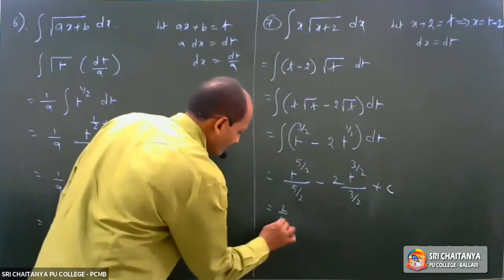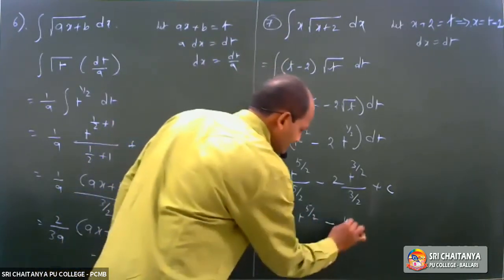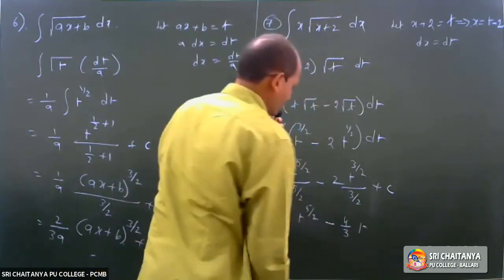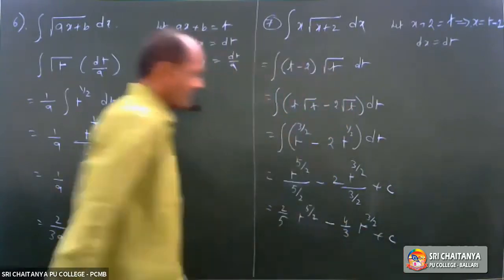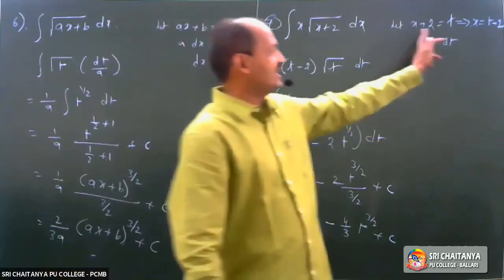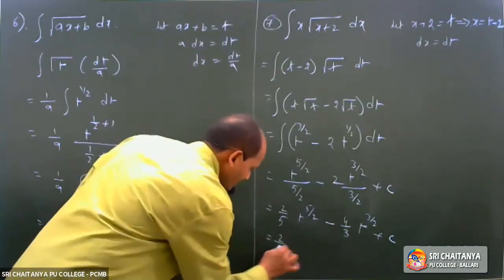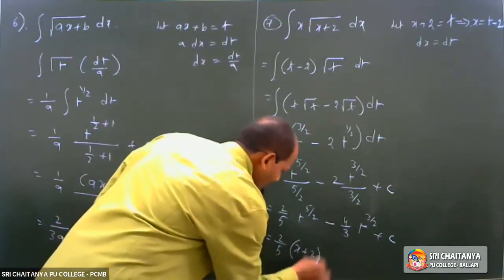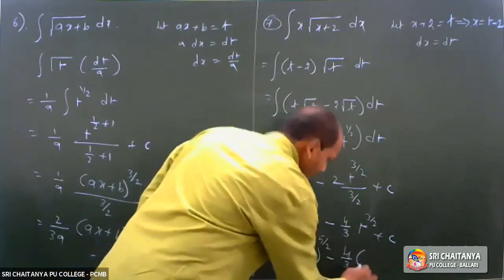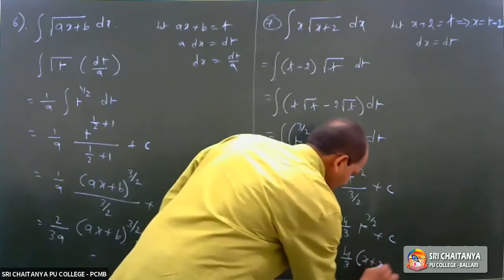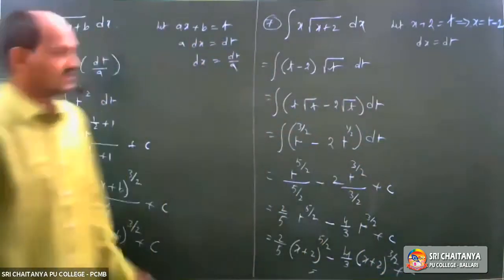It is 2 by 5 t power 5 by 2 minus 4 by 3 into t power 3 by 2 plus c. Here t is equal to x plus 2. So 2 by 5 into x plus 2 whole power 5 by 2 minus 4 by 3 into x plus 2 whole power 3 by 2 plus c.